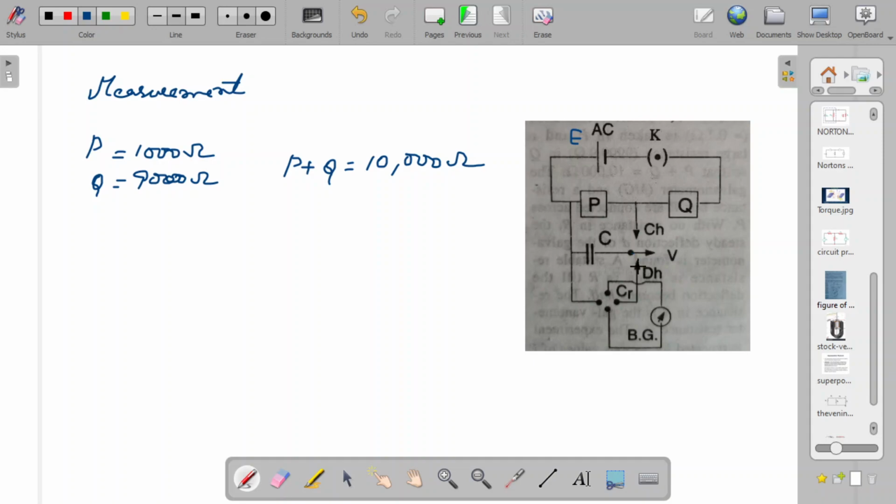Then immediately it is allowed to discharge through the discharge key, through this BG, and the BG will note its first throw as theta 1. Next time you will change the value of P. I can change P to, say, 2000 and keep Q as 8000. The only thing is that you keep P plus Q always 10,000.